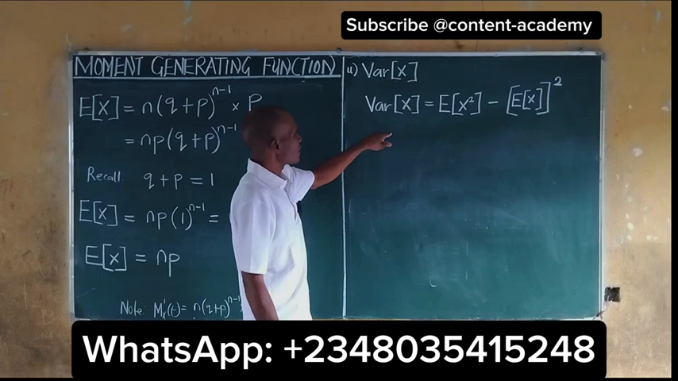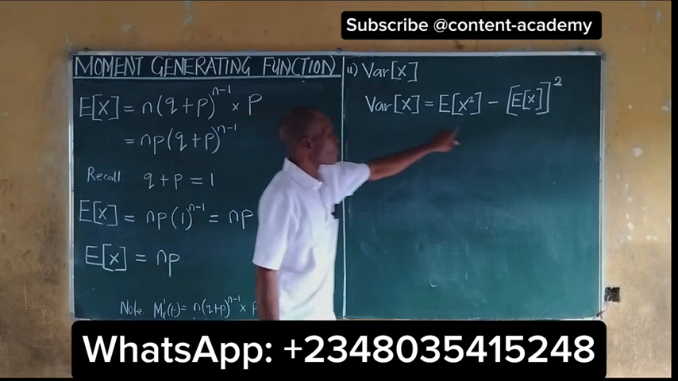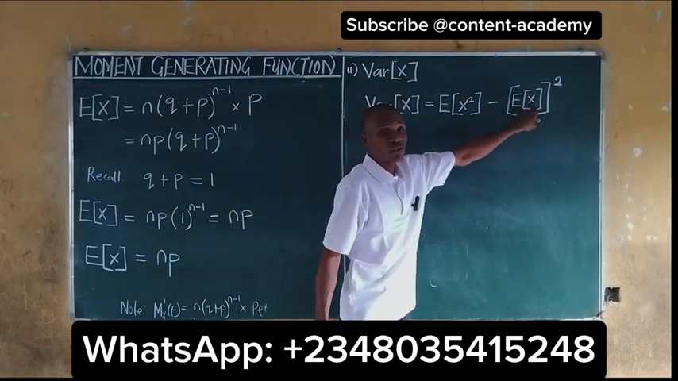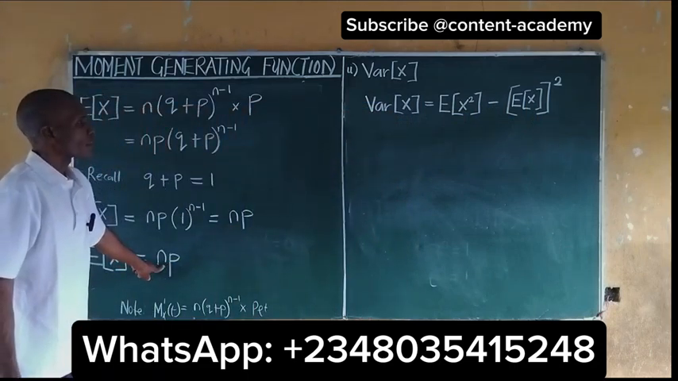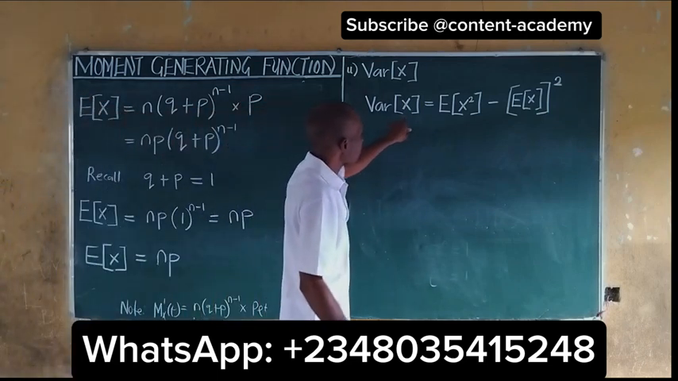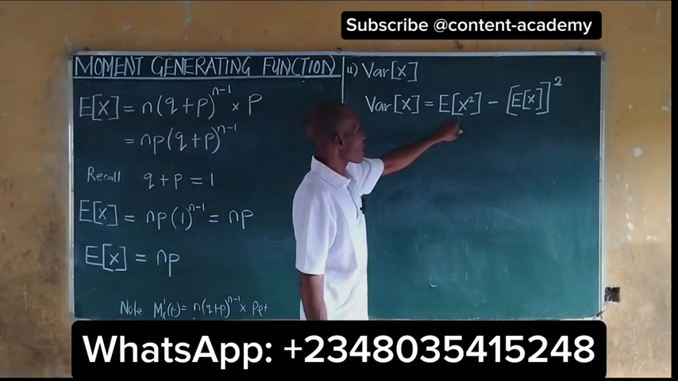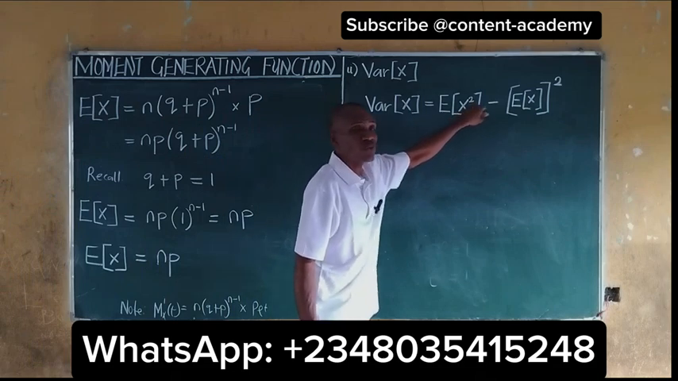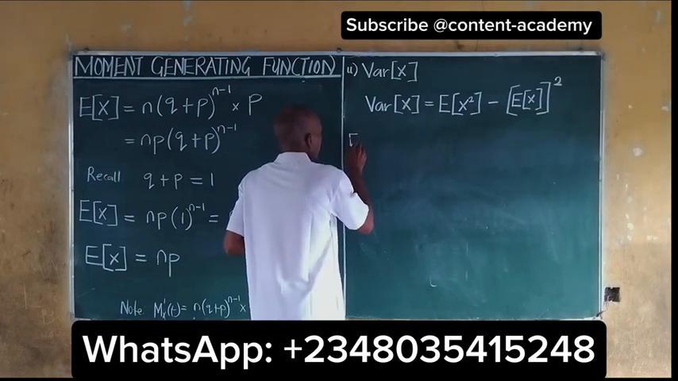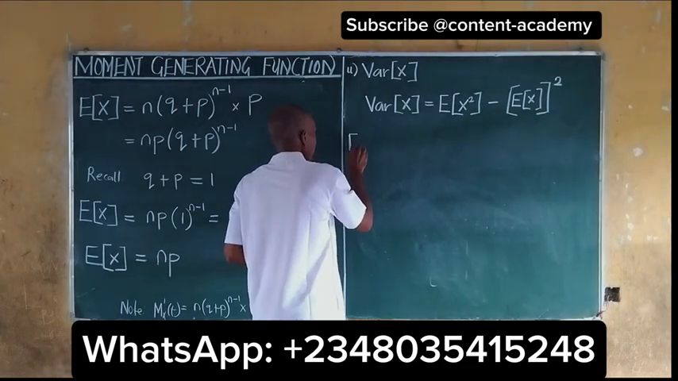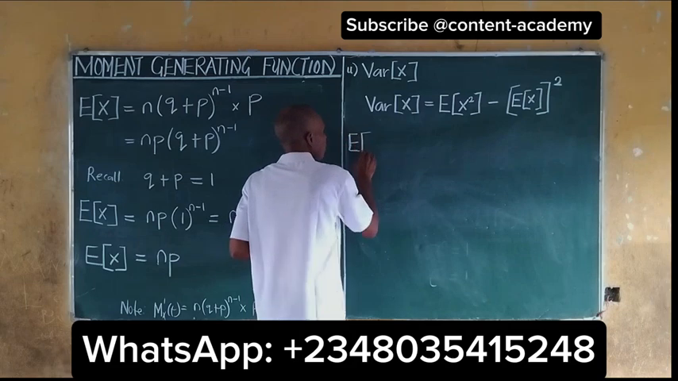Now, before we obtain the variance of x, we've gotten the expected value of x, which is the mean, which is what we got here to be MP. Now, how do we obtain the variance? For me to obtain the variance, we have to calculate the expected value of x squared.